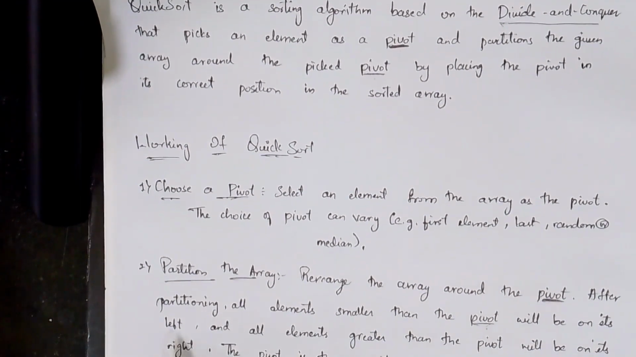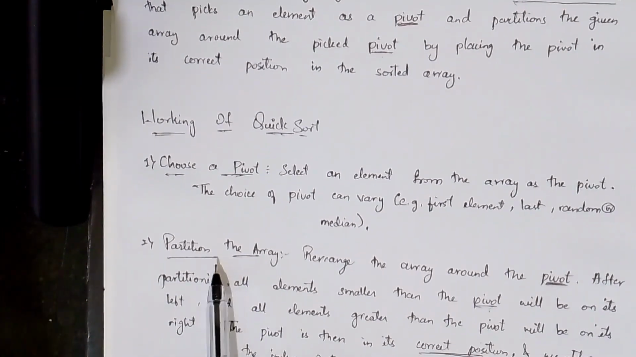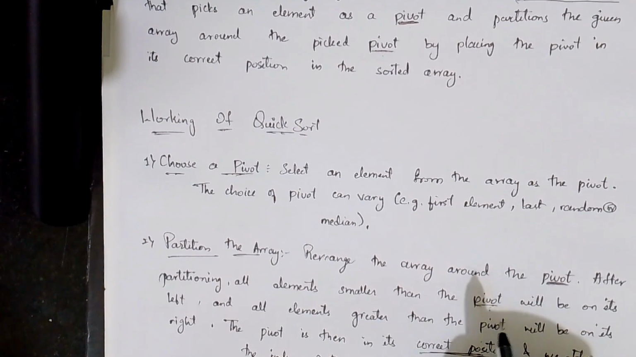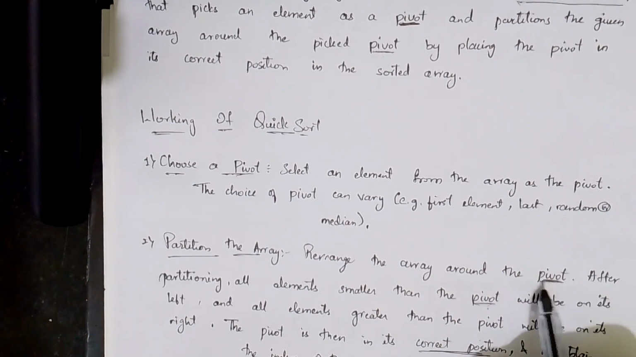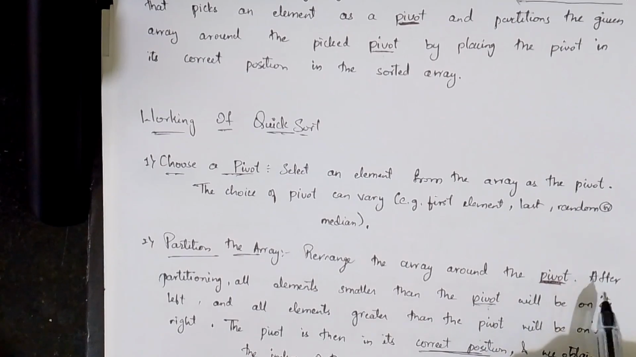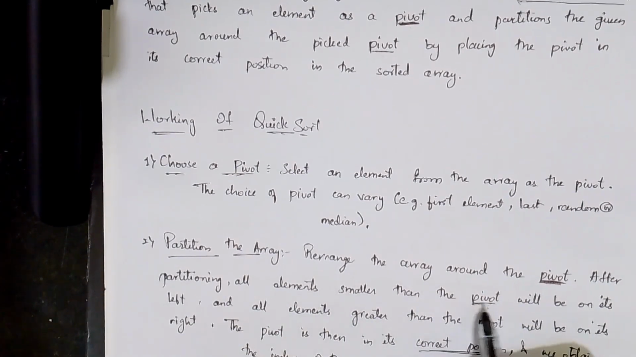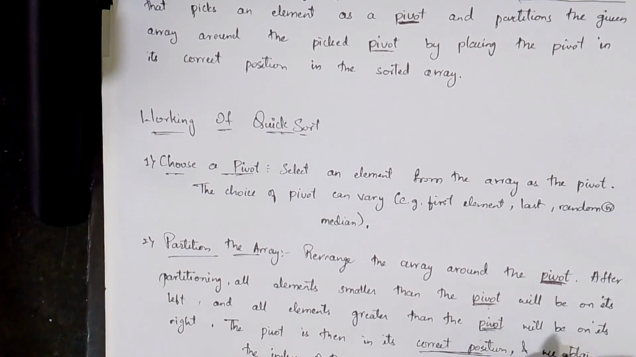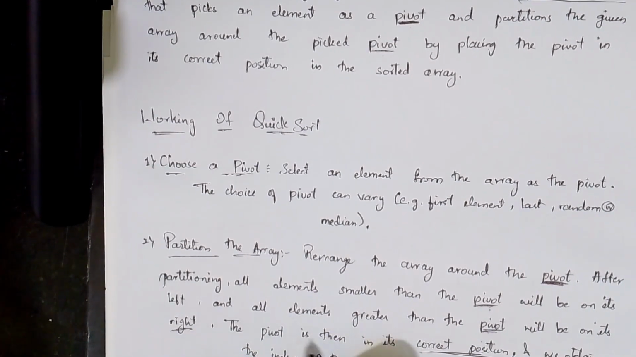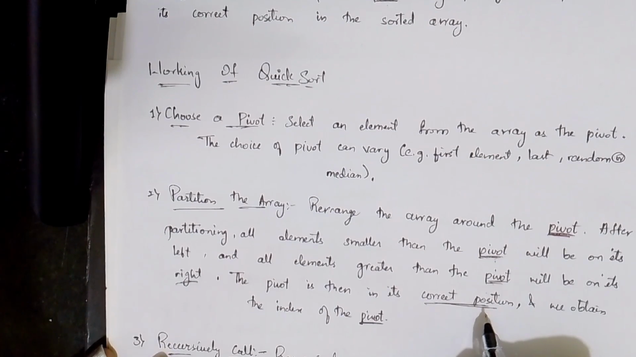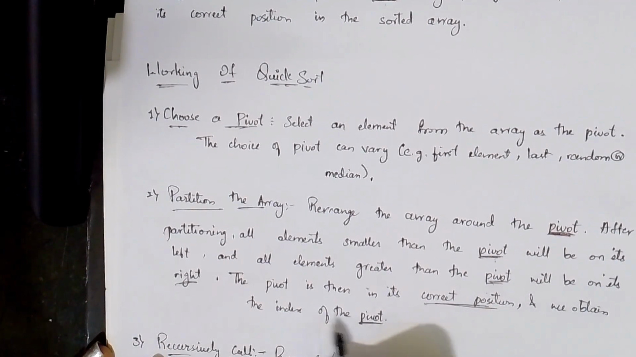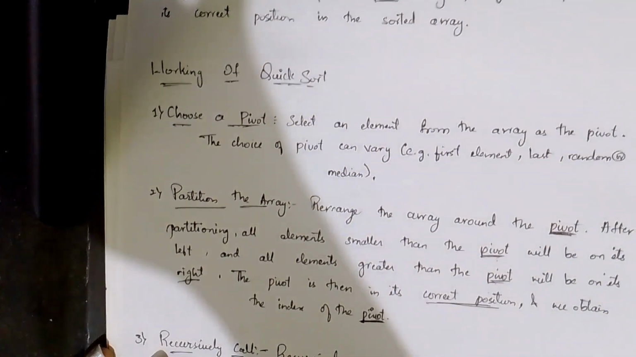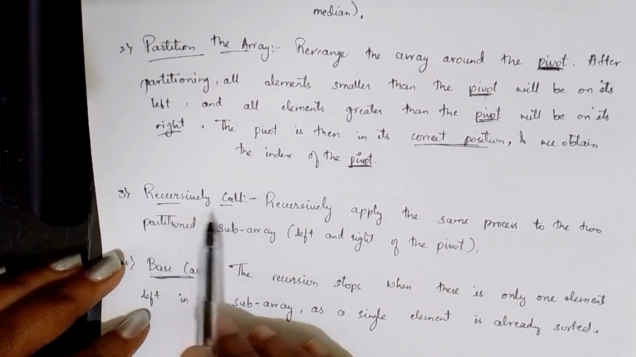Next we have to do partitioning of the array. Here we rearrange the elements of the given array around the pivot element. As I said before, after partitioning, the elements smaller than the pivot element will be on its left side, and all the elements greater than the pivot element will be on its right side, and the pivot element will be at its correct position. Then we take the index of the pivot element. In the third step, we have to do it recursively.